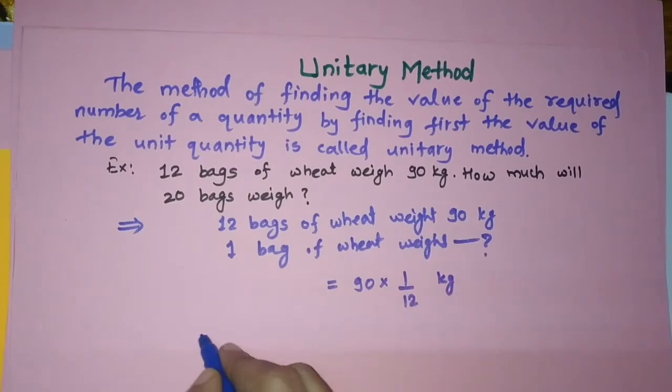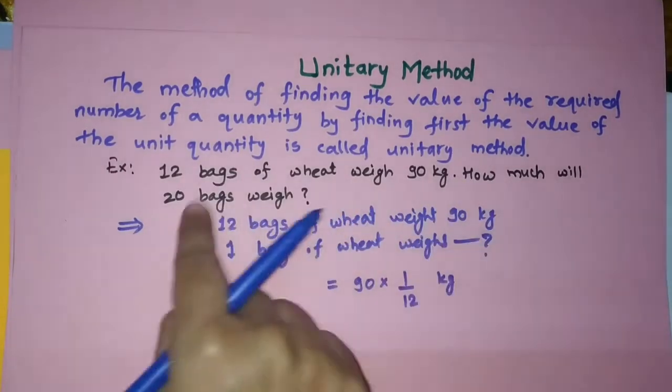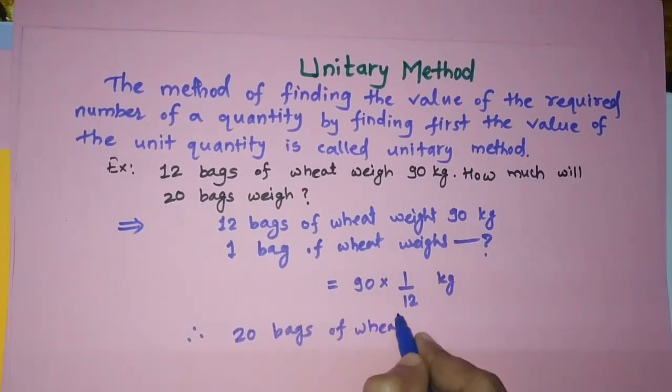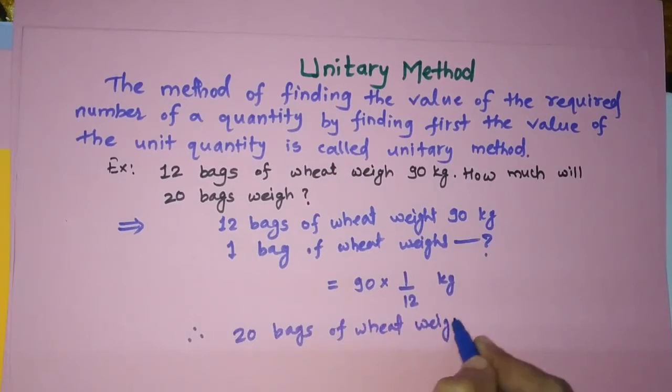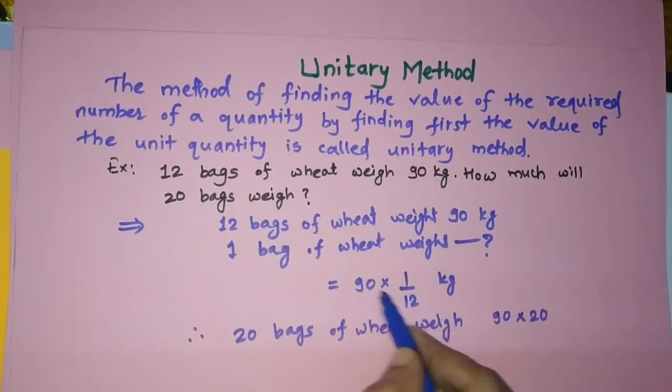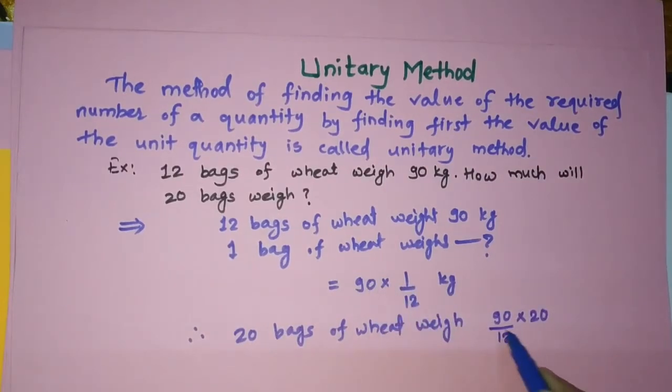Now the desired quantity is the weight of 20 such bags. For 20 bags of wheat, the weight is 90 multiplied by 20, that is 90 upon 12 kg for one bag, and required is 20. After solving, you will get 150 kg.